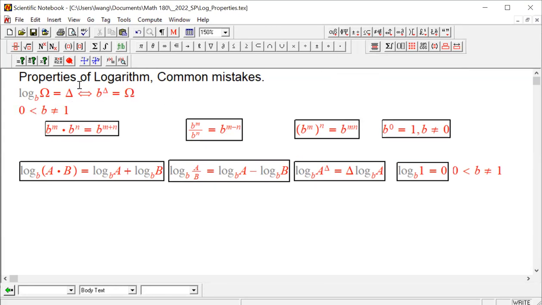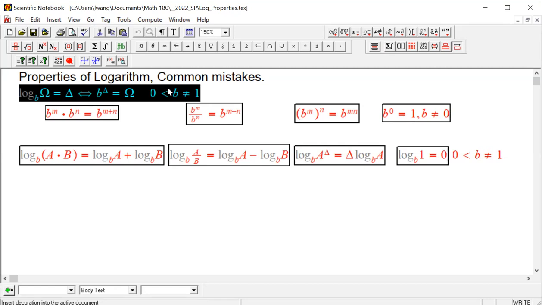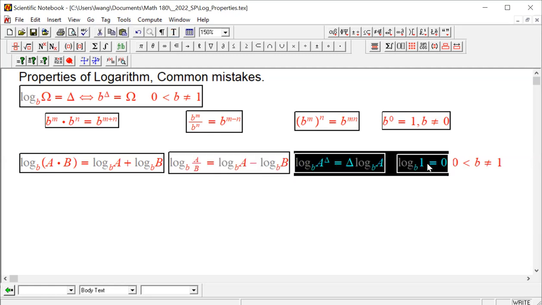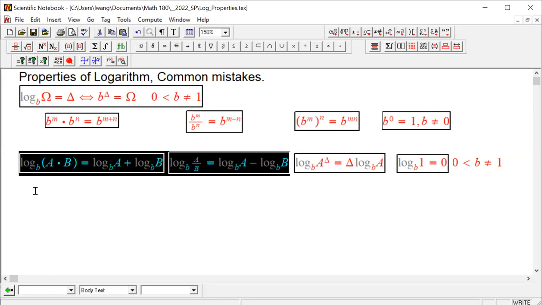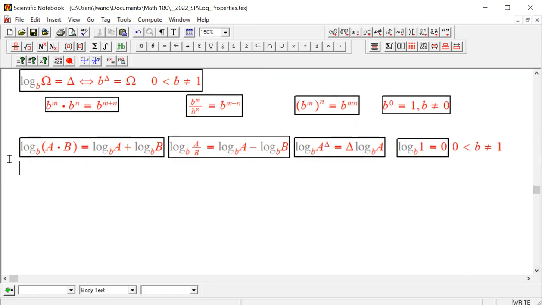So this is the definition. Under this definition, we have derived log base b of a times b equals log base b of a plus log base b of b. But the second property, these two properties, usually we don't have any problem, but with these two, we actually see a lot of common mistakes. So we're going to start by talking about these common mistakes.